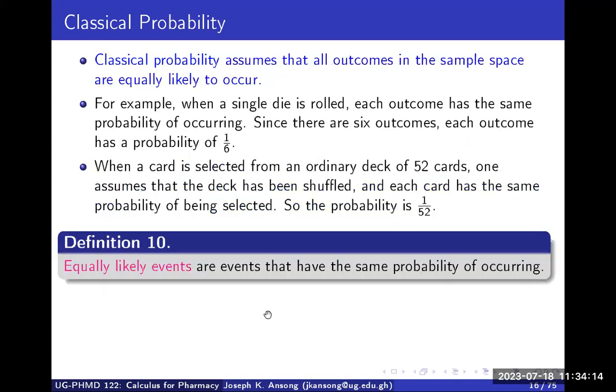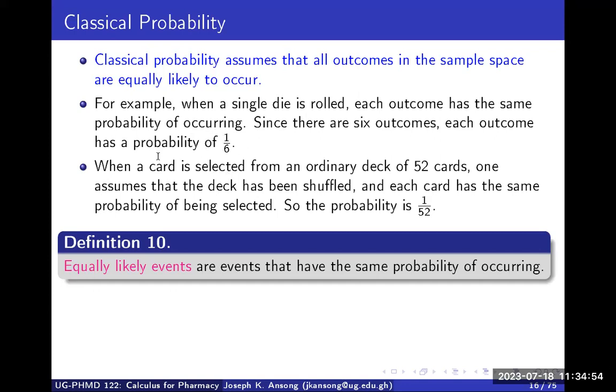Classical probability assumes that all outcomes in the sample space are equally likely to occur. This concept of equal likelihood is another unique thing about classical probability, apart from the fact that you need to use the sample spaces. Every event is equally likely. When a single die is rolled, each outcome has the same probability of occurring. Since there are six outcomes, each has a probability of 1 out of 6.